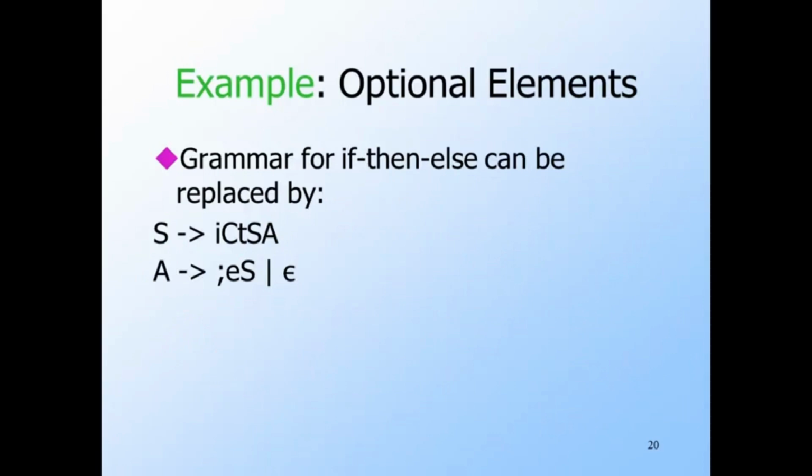Here we're using I for if, T for then, and E for else, and the semicolon is another terminal standing for itself. S is the start symbol standing for statement, and C is another variable representing conditions. We really need to add productions for conditions, but I haven't done so in this fragment of a real grammar. Notice that A is a variable standing for an optional else clause. It can be replaced by a semicolon, an else, and another statement if we want to have the else clause there, or by epsilon if we just want an if-then statement with no else clause.